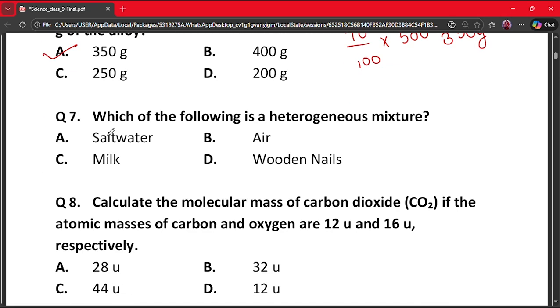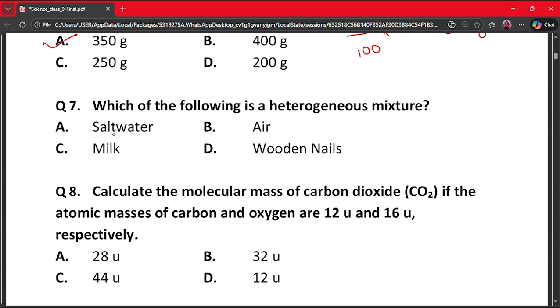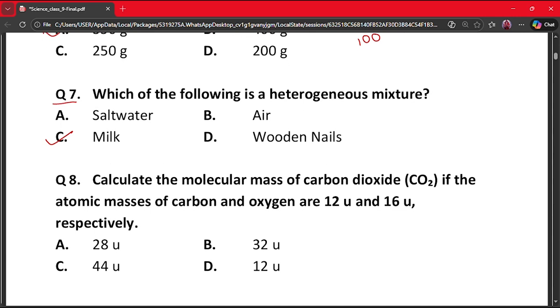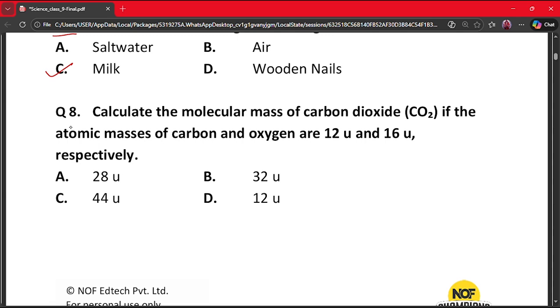Our next question is question number 7. Which of the following is a heterogeneous mixture? A. Salt water, B. Air, C. Milk, and D. Wooden nails. The correct answer is milk, because milk has fat particles dispersed in liquid and it is non-uniform, so it is a heterogeneous mixture.